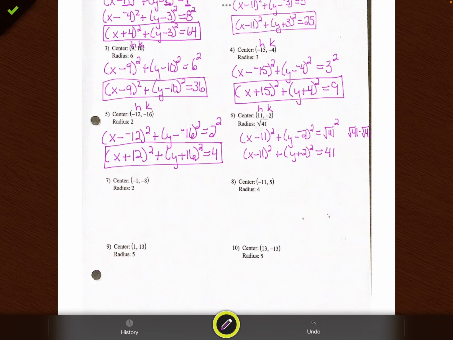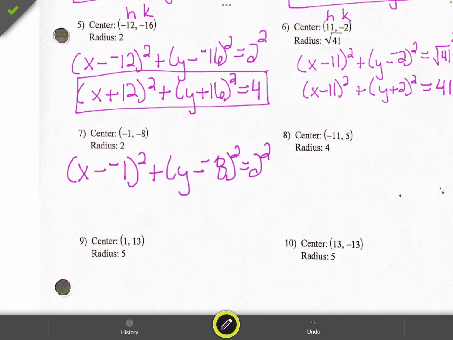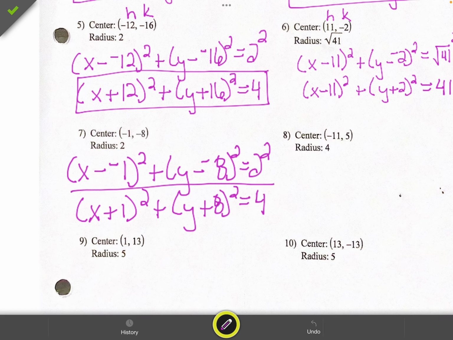All right, so again, pause the video, come back and check. I will put the answers here, but pause it, try the next 4, come back and check, and make sure you are good to go. Just drop h and k in, simplify. So we get x plus 1 quantity squared, y plus 8 quantity squared, equals 4.